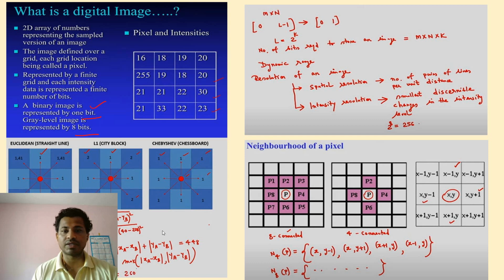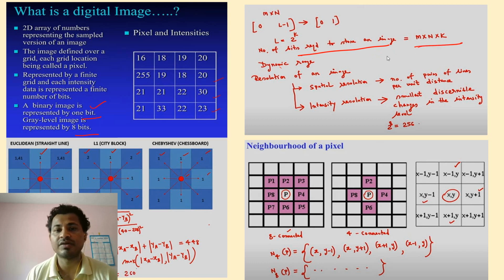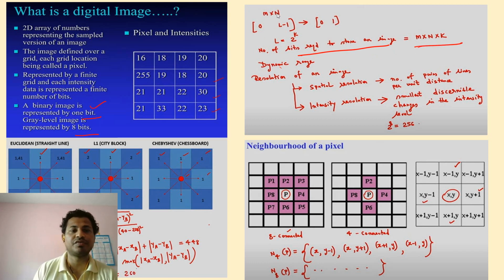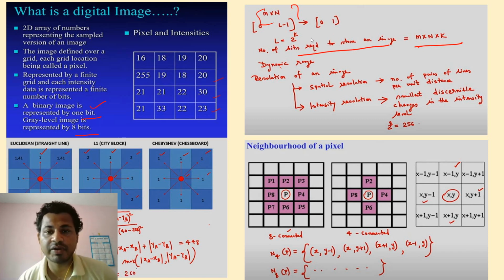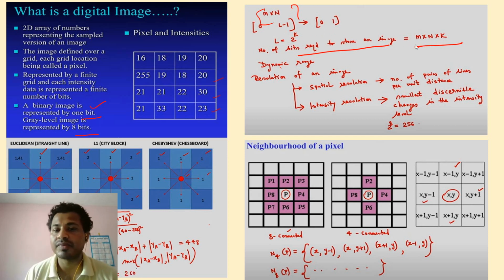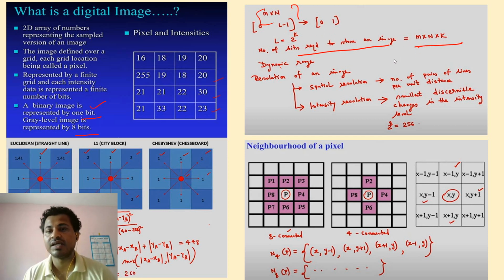Now if we talk about the number of bits required to store an image, this is basically an important parameter. It is represented by m cross n cross k. So m cross n is the spatial resolution of an image, and k relates to the intensity resolution. L is equal to 2 to the power k, so the number of bits required to store an image is m cross n cross k. Basically k is the number of bits.